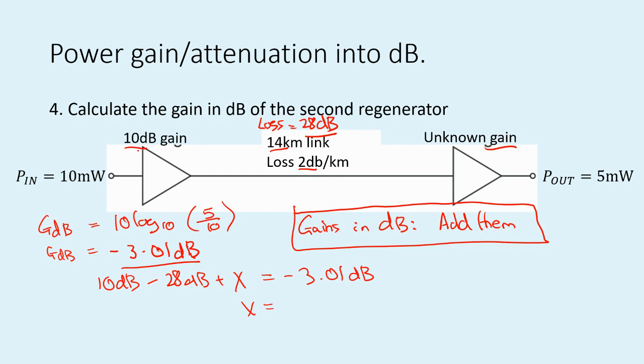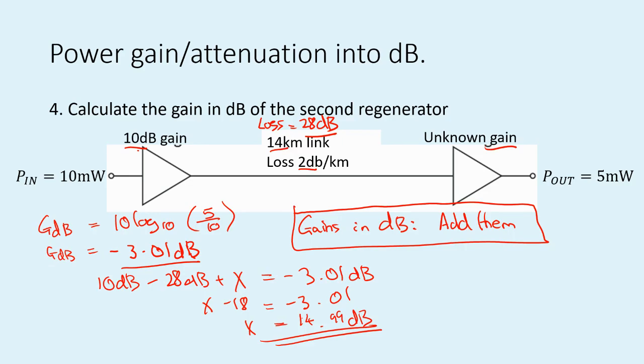So x is just going to be equal to 10 minus 28, minus 18. So x minus 18 is minus 3.01. So x is 11.01 decibels. Not 11, sorry. 14.99. Sorry, I couldn't add up there for a second. So 14.99, basically 15 decibels.